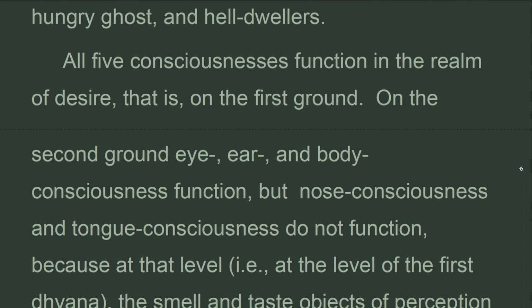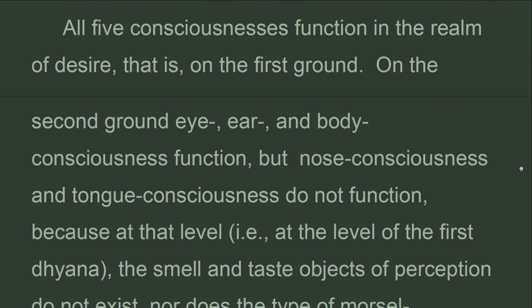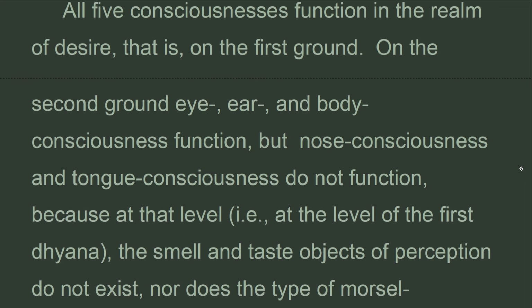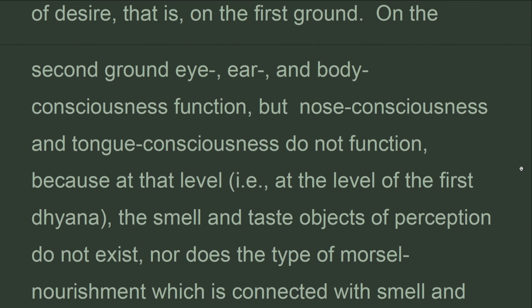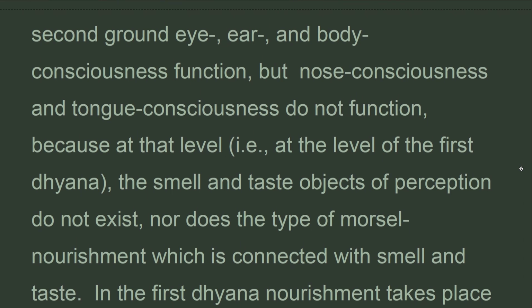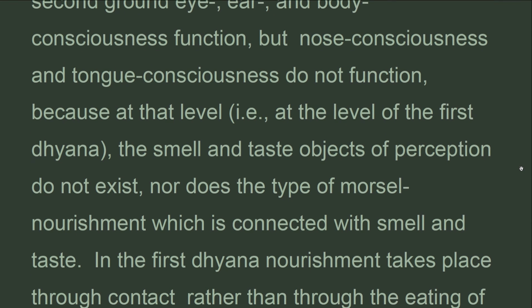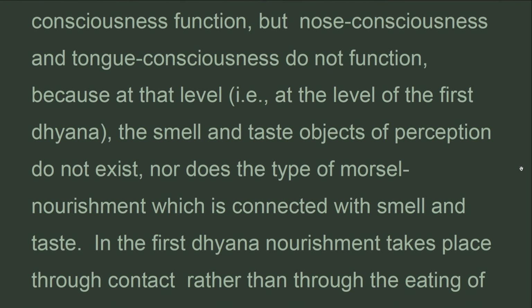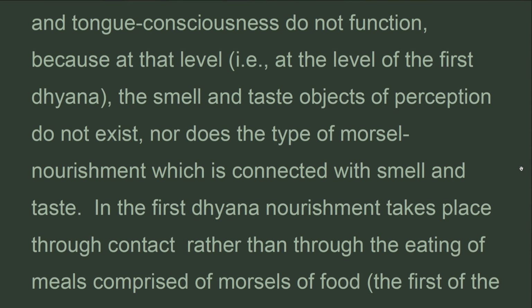All 5 consciousnesses function in the realm of desire, that is, on the first ground. On the second ground, eye, ear, and body consciousness function, but nose consciousness and tongue consciousness do not function, because at that level, i.e., at the level of the first dhyana, the smell and taste objects of perception do not exist, nor does the type of morsel nourishment which is connected with smell and taste.